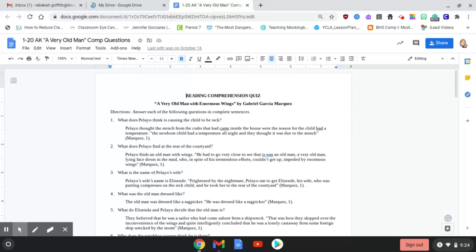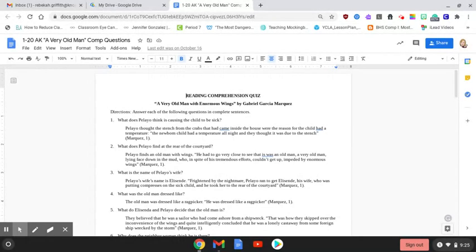So in the beginning, what does Plow think is causing his child to be sick? Because in the beginning, we start out and Plow and Elisinde are overwhelmed with crabs that are in the house and their child is sick. So what does Plow think is causing the child to be sick? Plow thought that the stench from the crabs that had come inside the house was the reason for the child and why he had a temperature. The newborn child had a temperature all night, and they thought it was due to the stench. So there's your quote and your evidence.